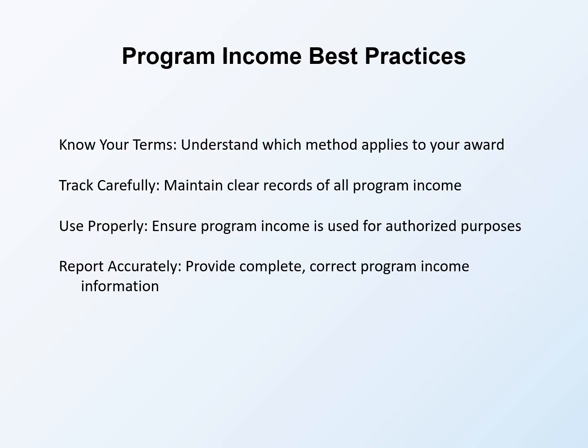Report accurately by providing complete, correct program income information on required reports. Include all program income, including amounts generated by sub-recipients. Verify figures before submission. Accurate reporting demonstrates responsible management and prevents questions or findings.